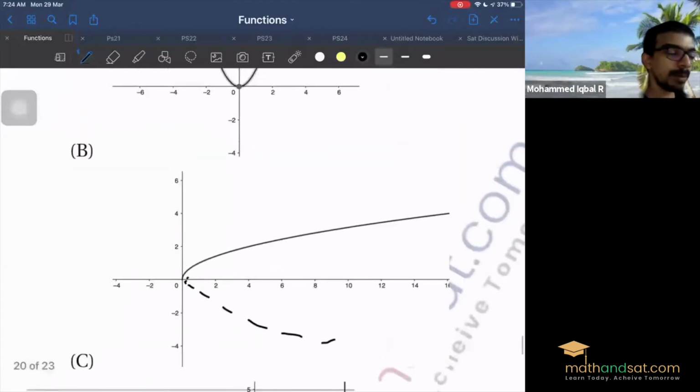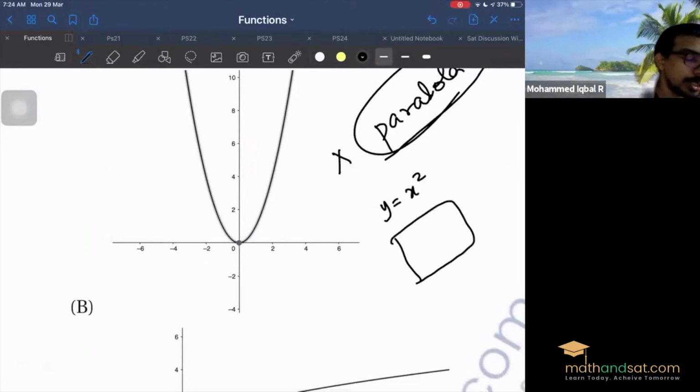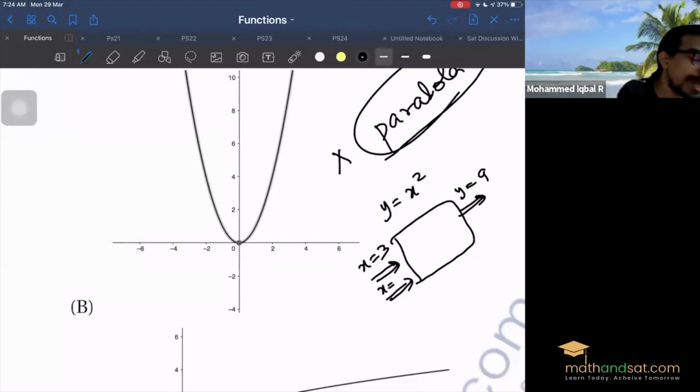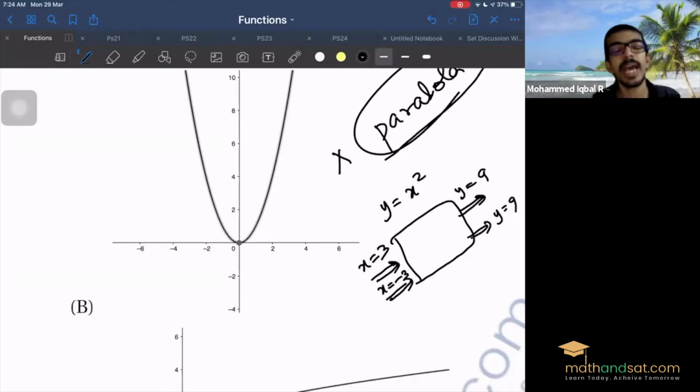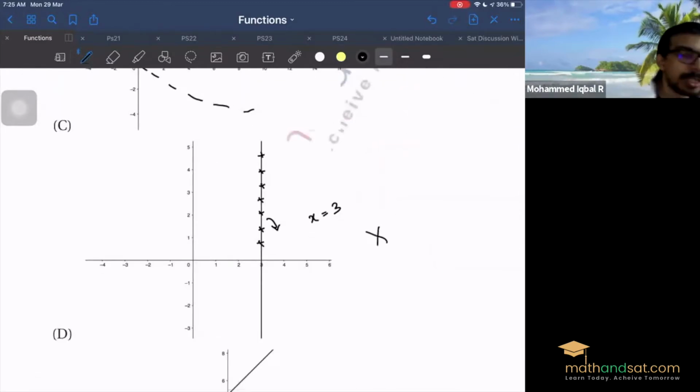For example, if you have f of x is equal to, so y is equal to x square. If you feed x is equal to 3, this is going to give me y is equal to 9. If you feed x is equal to minus 3, then also it is going to give me y is equal to 9. This is okay. Two different inputs can have the same output. That is fine. But one input cannot produce multiple outputs. So here it is like a single x value taking multiple y values, which is unacceptable in a function. So this is not a function.